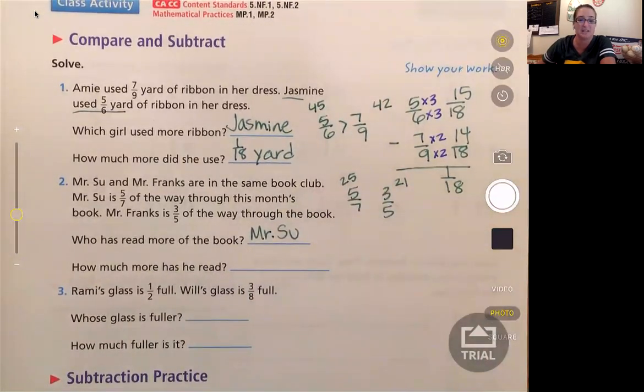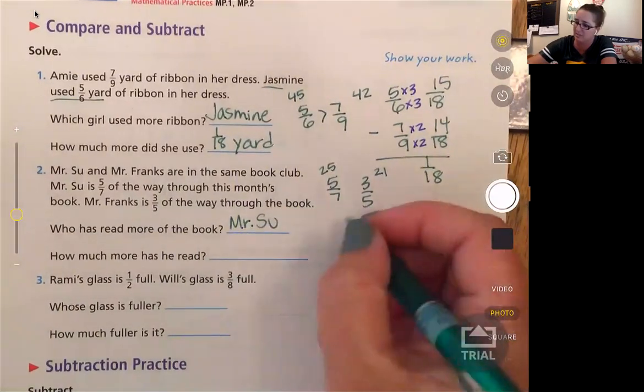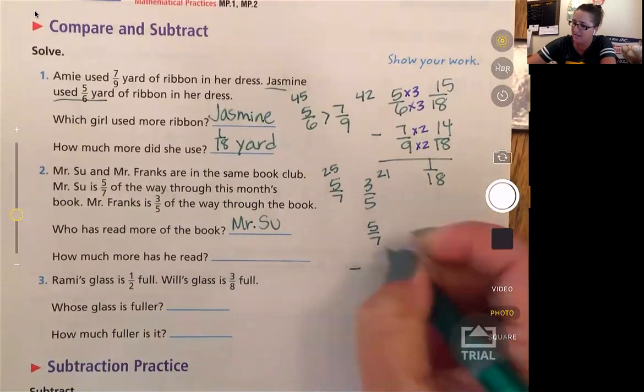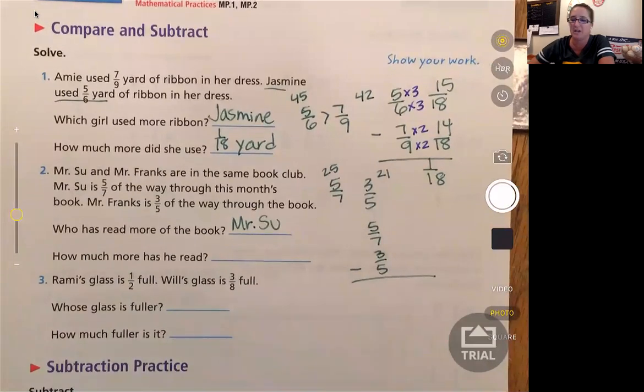Yep. So now we have to set up our subtraction problem, right? Mr. Sue's number is going to be on top. So 5/7 minus 3/5. Let's figure out our common denominator.